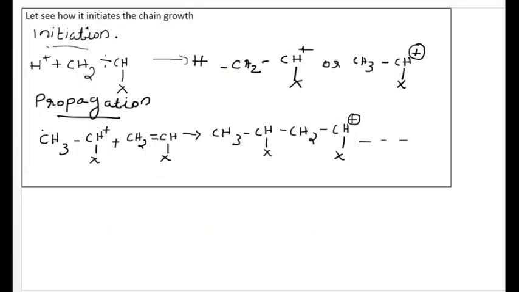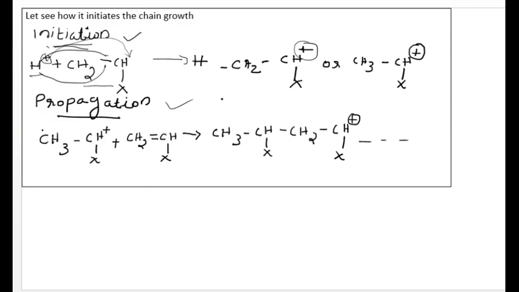So let's see how it initiates and propagates the chain growth. First initiation. Here this proton reacts with the first monomer. What happens is that this proton attracts the pi electron from the monomer towards it and transfers this positive charge towards the farther end of the molecule like this and forms a carbonium ion like this.